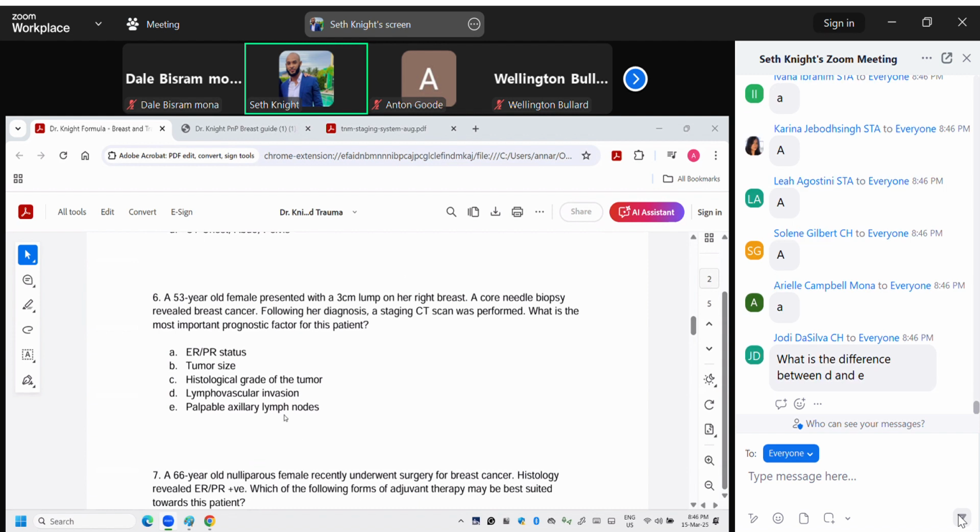So lymphovascular invasion is at the cellular level, and lymph node status is spread to the axillary lymph nodes themselves. Lymphovascular invasion is kind of complicated for me to explain, but I'll send you what's the difference, all right?